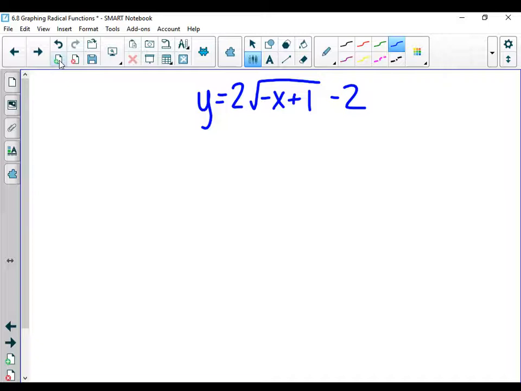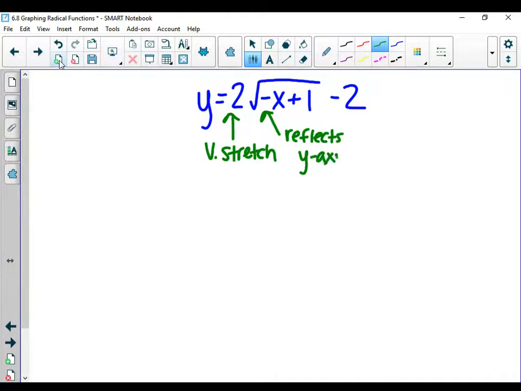Okay, so just the transformations. This 2 tells me my graph does what? Okay, a vertical stretch. What about the negative inside the radical? Reflects over the y-axis. Okay, what about this 1? Left 1. And this 2. Down 2. So that's a lot going on there.